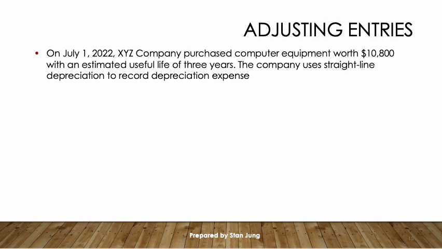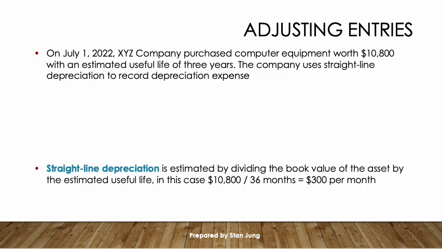Before I go any further, I need to explain 2 concepts. First is straight line depreciation. It's estimated by dividing the book value or the historical value of the asset by its estimated useful life. And remember, its useful life is purely that, it's an estimate. So in this case then, we have computer equipment worth $10,800 divided by its estimated useful life of 36 months. So we get monthly depreciation expense of $300.